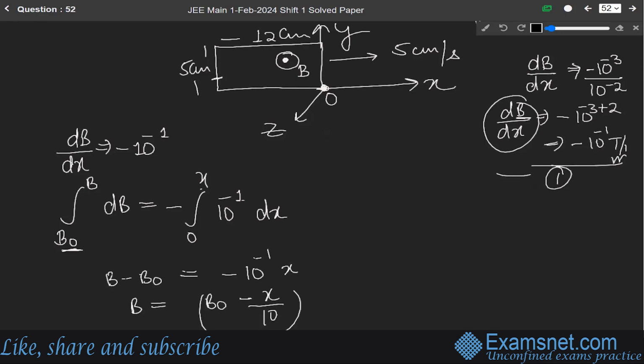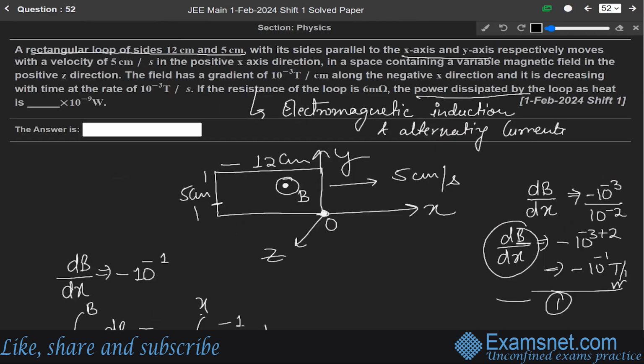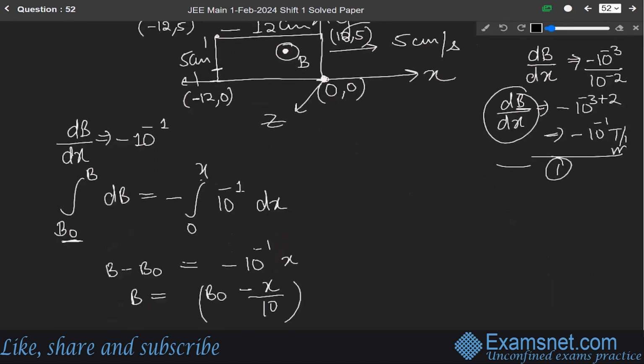Now the coordinates are here. The coordinates will be minus 12 comma 0. Here the coordinate will be minus 12 comma 5. Here the coordinates are 0 comma 0. And here the coordinate will be 12 comma 5. Now we will find the motional EMF.